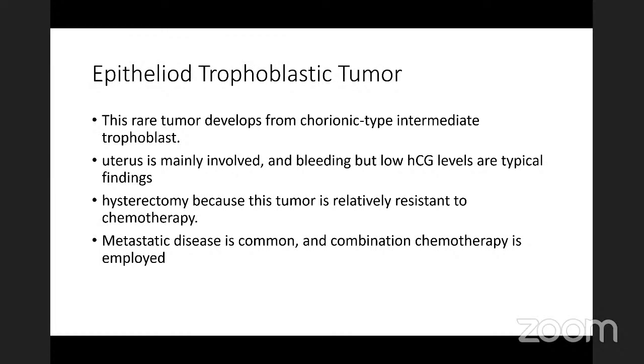Okay, for epithelioid trophoblastic tumor, this rare tumor develops from chorionic type intermediate trophoblast. The uterus is mainly involved, with bleeding, but low HCG levels are typical findings. Hysterectomy is also the first line because this tumor is resistant to chemotherapy. Metastasis is common and you use combination chemotherapy to reduce the incidence of metastasis.